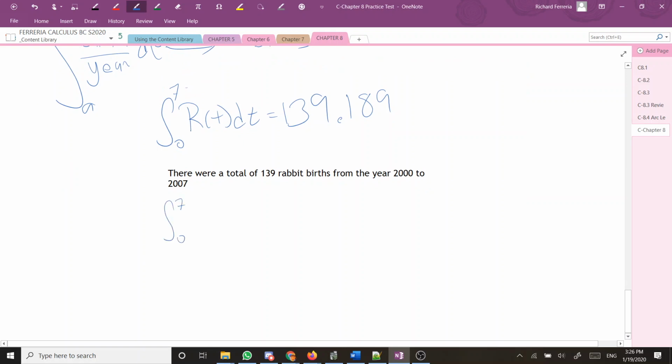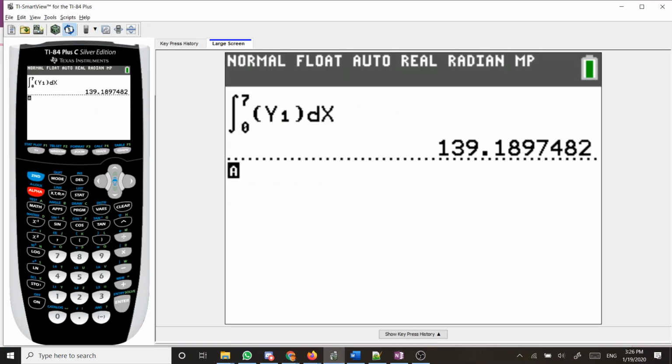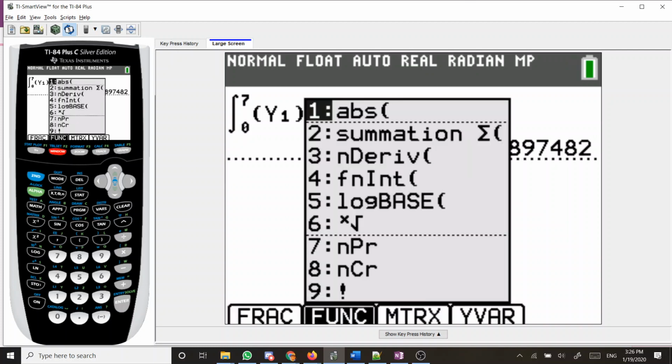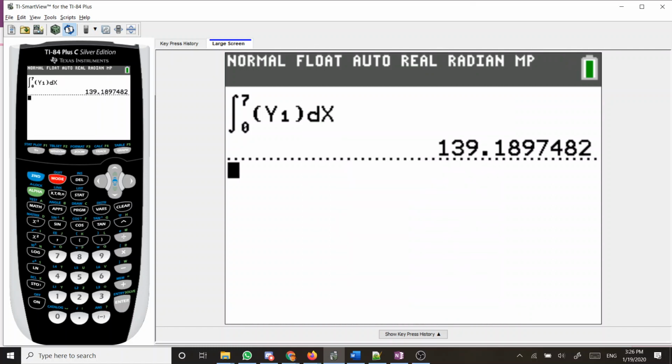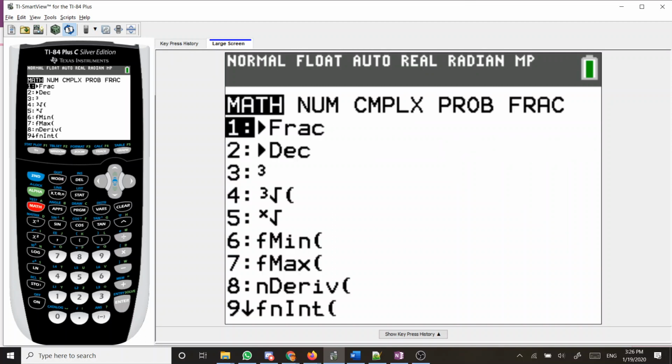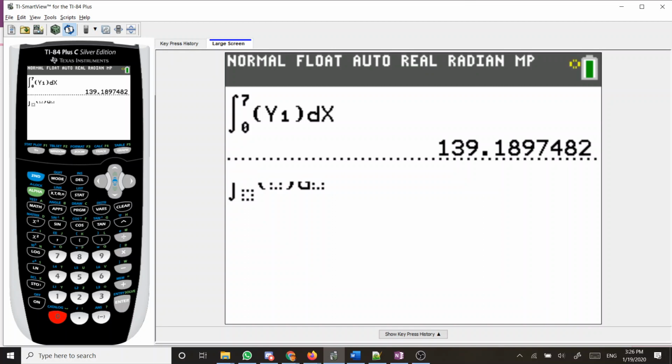Using the exact same strategy, we're just going to integrate from 0 to 7 of g(t) dt. Let's take a look at that in the calculator. Again, we're going to grab our FNINT. If you have a black and white calculator, or you don't have that soft menu, remember that you can always find FNINT under math. There it is down there, number 9. Just type a 9 there. And that brings us this, 0 to 7. This time I'm at y2.